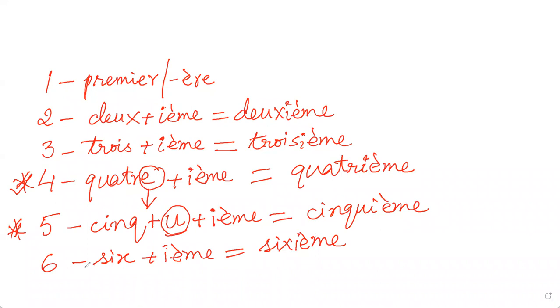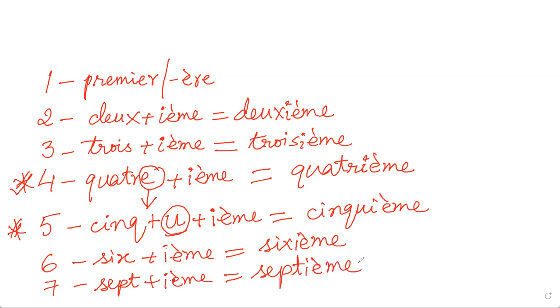Did you understand? Yes, sir. And next is seven. Seven in French is sept. So we'll just add EM. It will be septième. Now, huit. We'll write huit and we'll add EM. So it will be huitième.